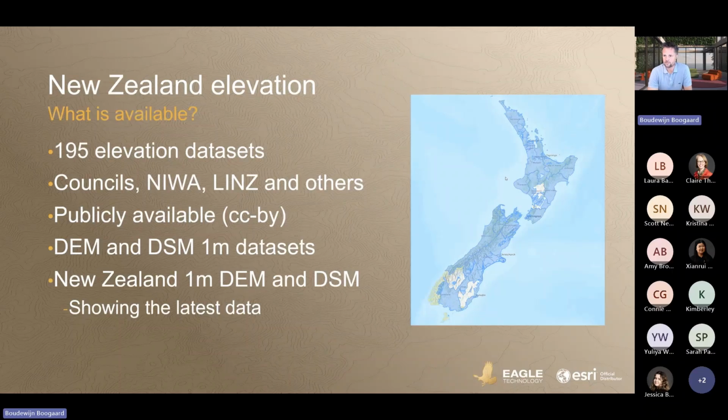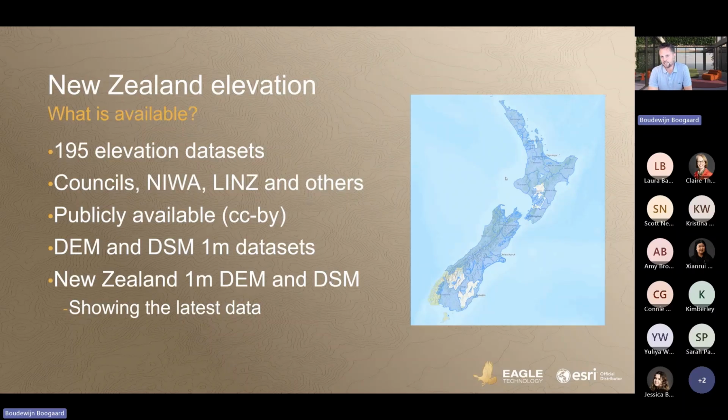We almost have full coverage of New Zealand now, which is great, and so different from 2 years ago. There are 195 elevation data sets, mainly captured by councils and made available, but NIWA, LINZ, and others have also contributed. It's all publicly available, and these data sets usually consist of a DEM and a DSM with a 1 meter resolution.